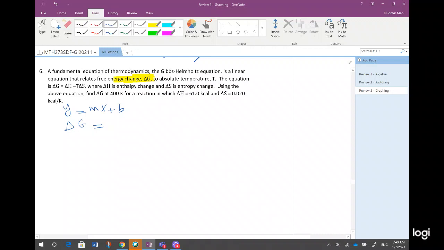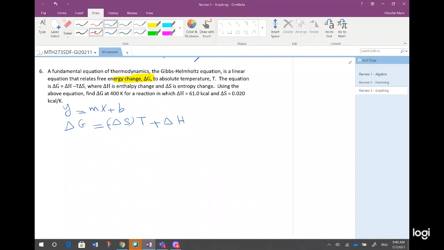Okay, the equation is delta G equals minus delta S T plus delta H, and it says it relates delta G to T. Okay, so it means whatever value I give for T, then I can find delta G.